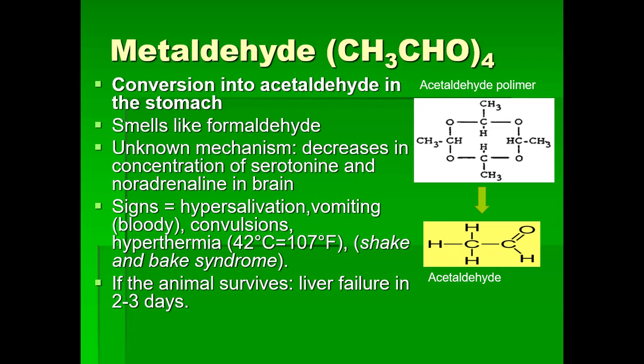Those convulsions seem to be more continuous than with strychnine poisoning. And also any external stimuli does not seem to have a marked effect as seen with strychnine toxicosis. Now, something which is also a telltale sign is severe hyperthermia up to 107 degrees, which has been called a shake and bake syndrome. Death usually occurs from respiratory failure, and it takes place within a few hours. And if the animal survives this period, it may succumb to liver failure within 2 to 3 days.